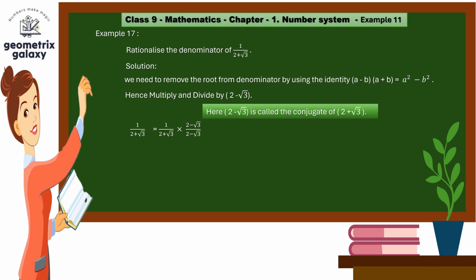So the numerator becomes 1 into 2 minus root 3, which is 2 minus root 3, and the denominator 2 plus root 3 into 2 minus root 3 will give you 2 square minus root 3 square. We will concentrate on the denominator since the numerator will be the same in the next step. 2 square is equal to 4. Root 3 square means root 3 into root 3, that is 3. So 4 minus 3 is equal to 1. So the denominator becomes 1 and the numerator remains the same. So the answer is 2 minus root 3 by 1, that is nothing but 2 minus root 3.